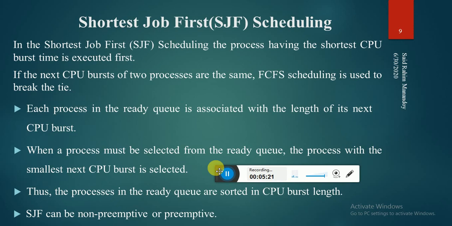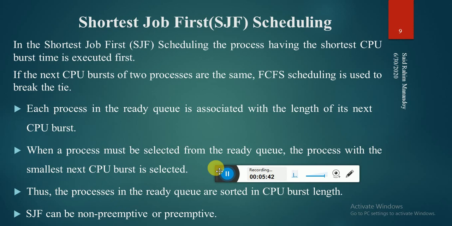Otherwise the process which comes first needs to be given the CPU first, and the process that comes second needs to be given the CPU second. So this is the general phenomenon in the FCFS scheduling algorithm. But there was a problem in the FCFS scheduling algorithm.